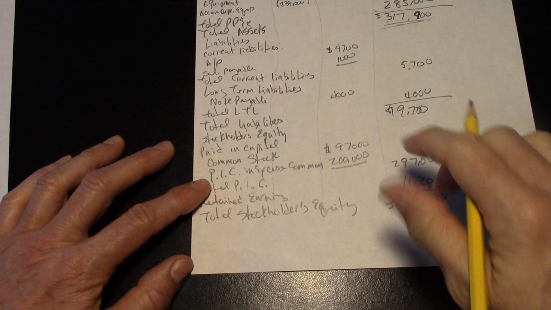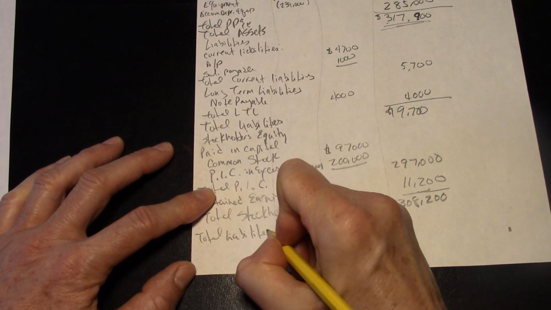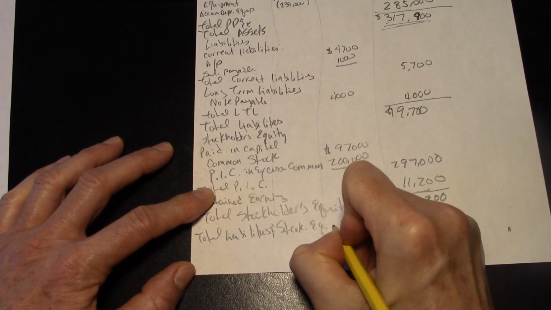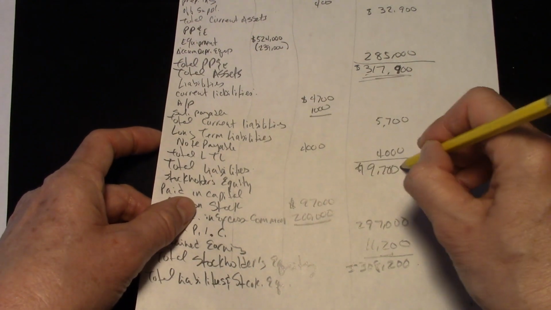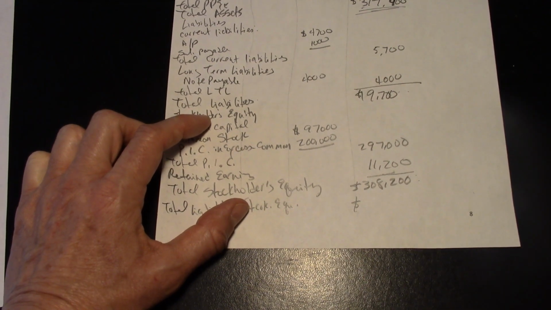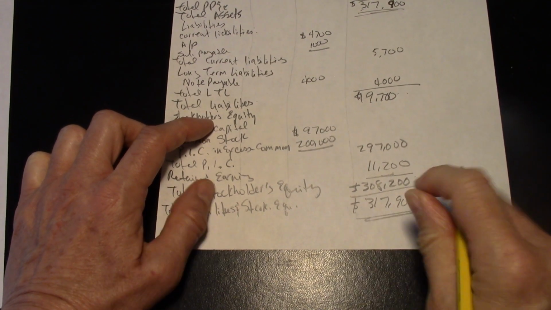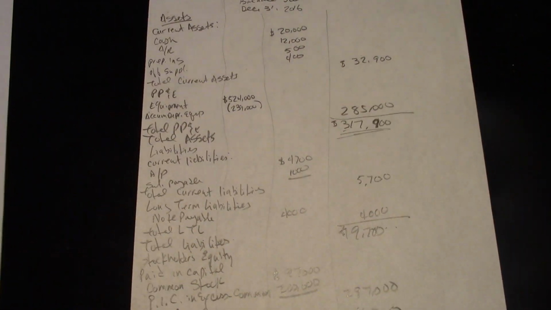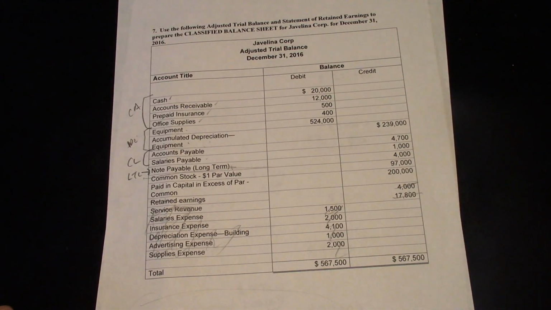And then there's one more line: total liabilities and stockholders' equity. So you take your 308,200 plus your total liabilities, 9,700. 9,700 plus 308,200 equals 317,900, and there's your balance. So you'll definitely have a balance sheet to prepare. Just make sure you understand where to split them up, and then it's just a matter of putting them on the balance sheet.